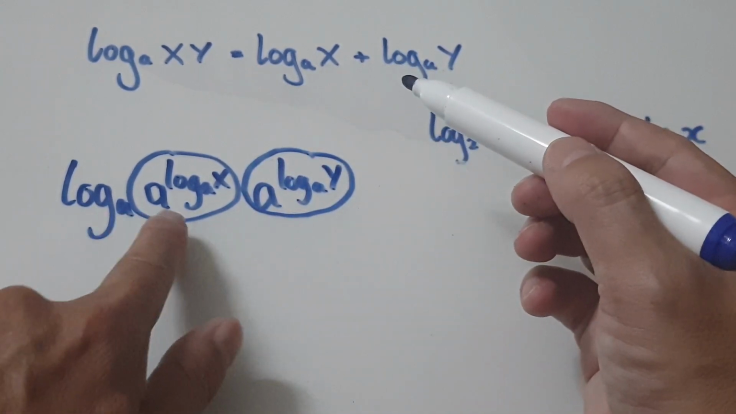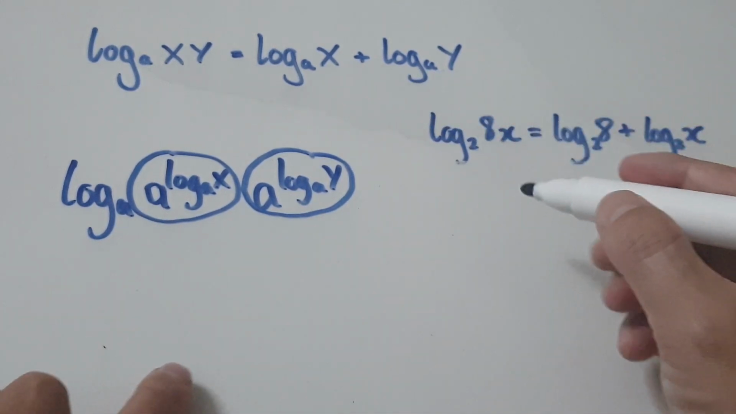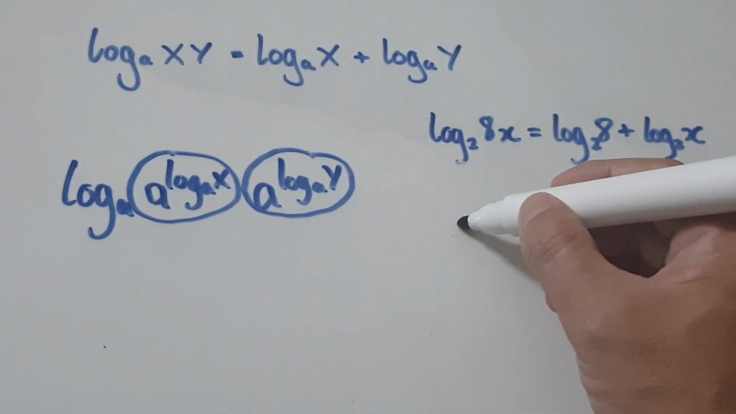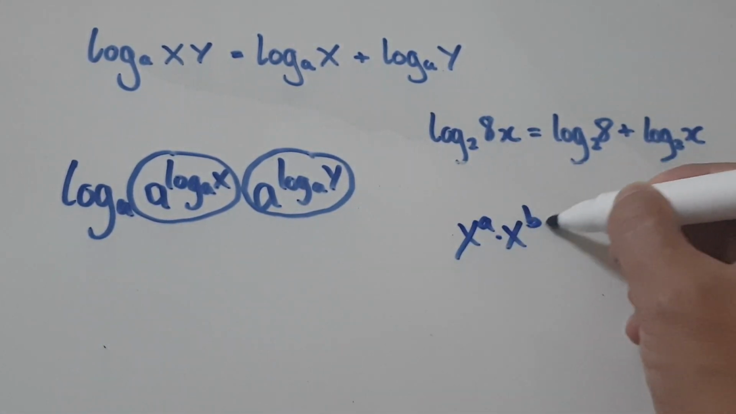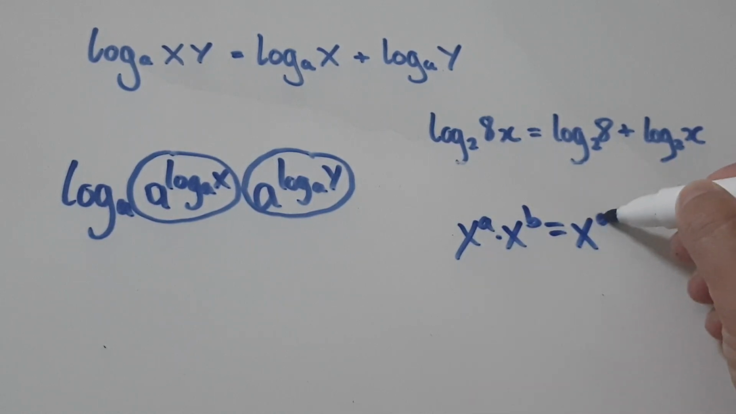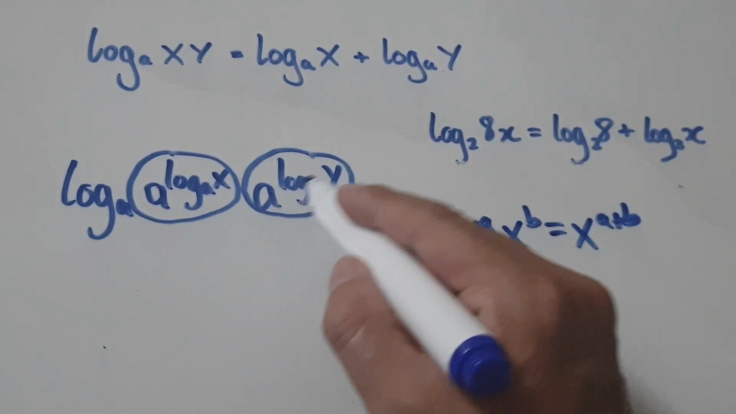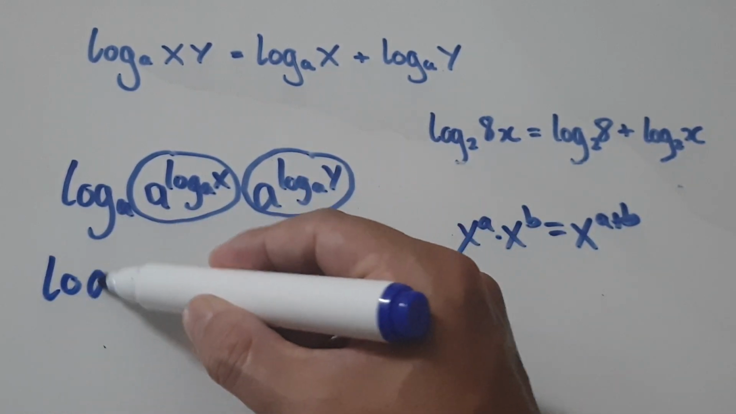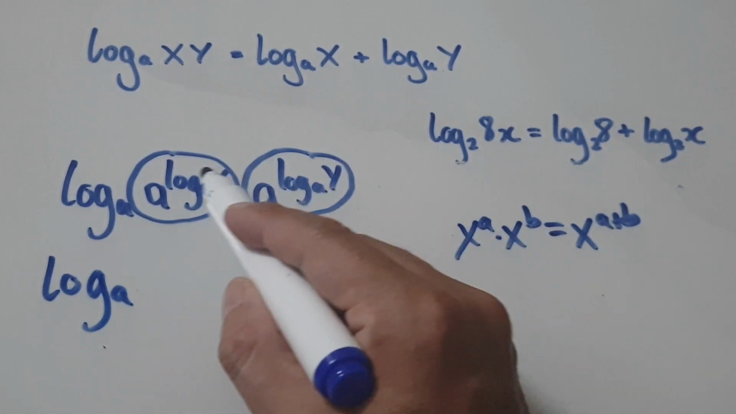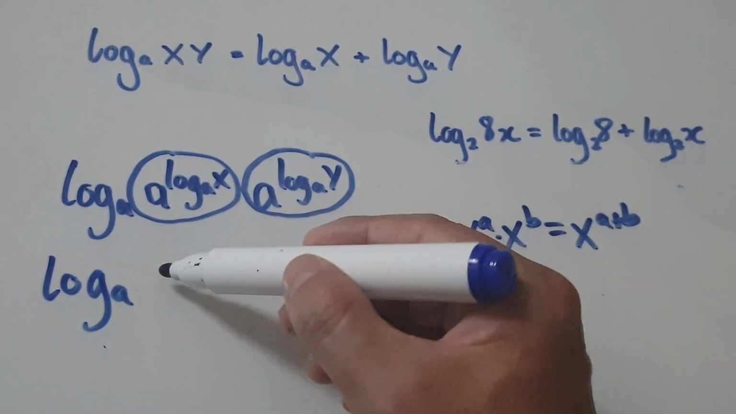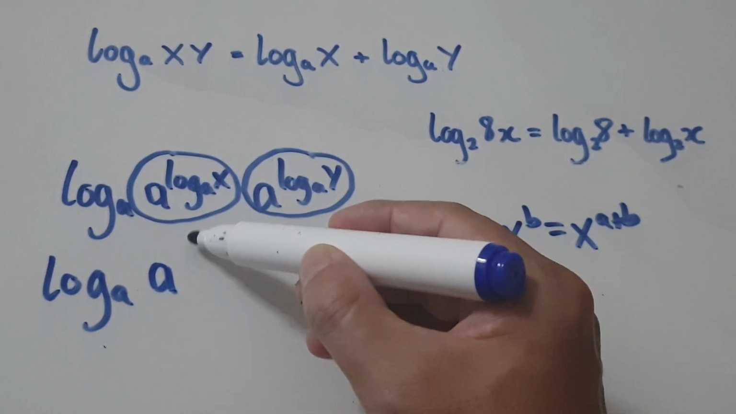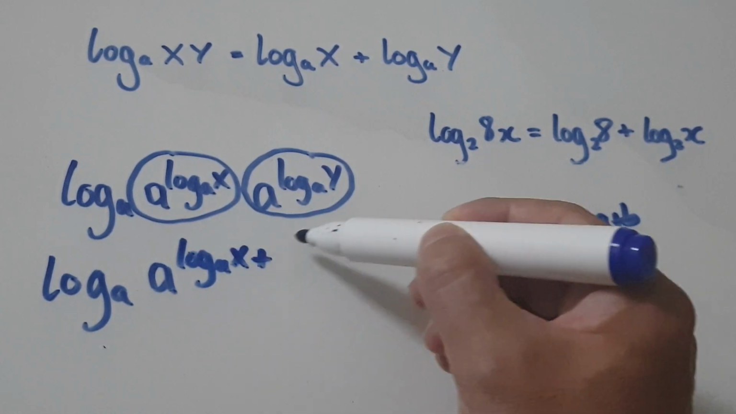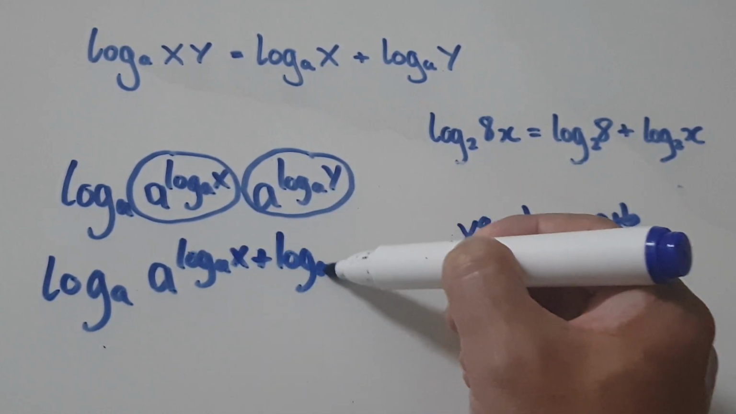So you've got one thing times another thing. So now just looking at these two bubbles being multiplied together, remember x to the power of a times x to the power of b from indices. It was x to the power of a plus b, so you can add the two indices. So that's the same as you writing it as this. Log base a, and then a to the power of the two indices added. That would be log base a of x plus log base a of y.